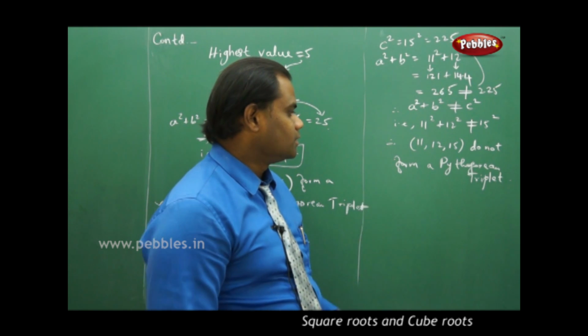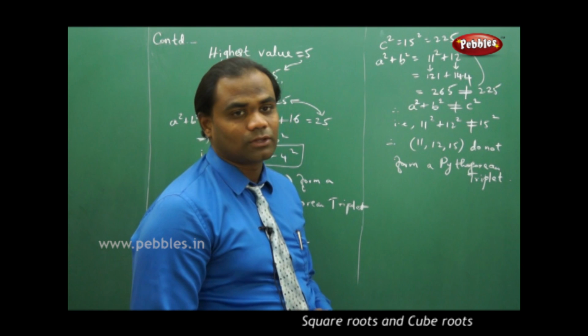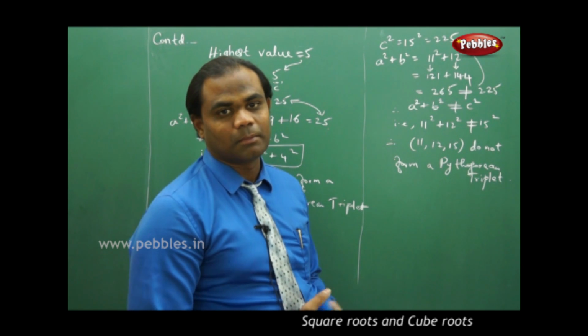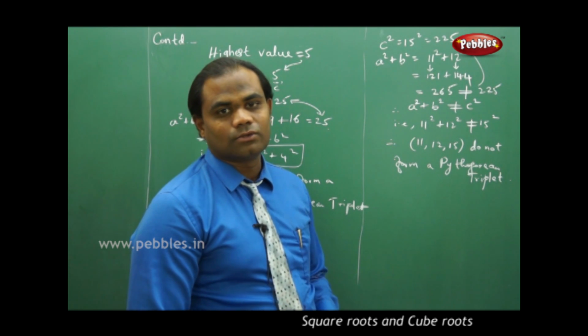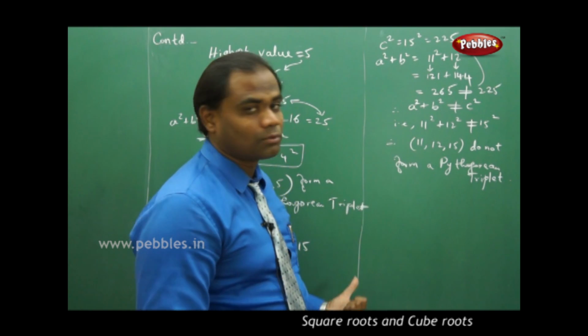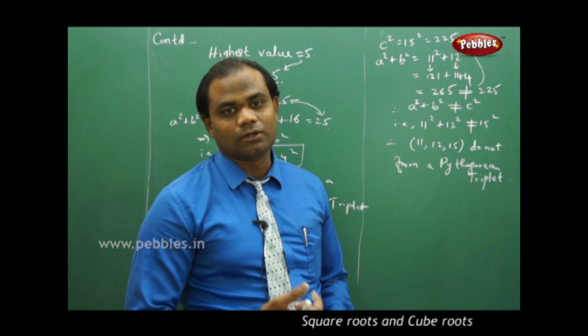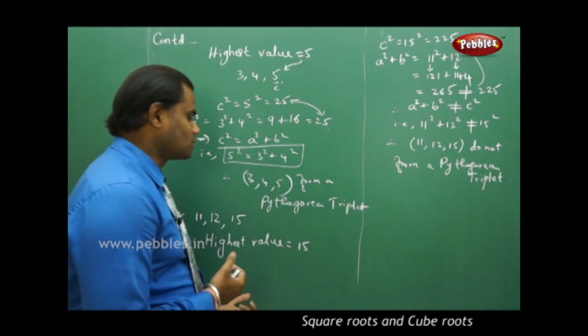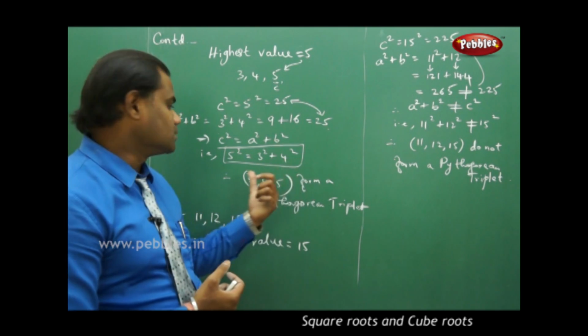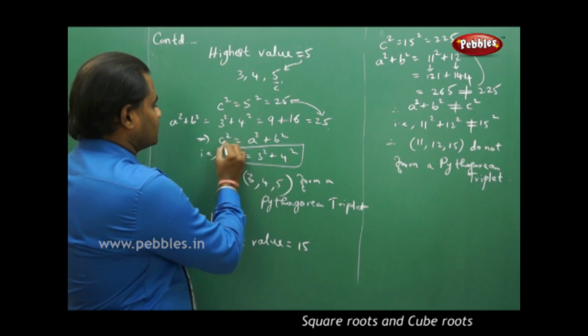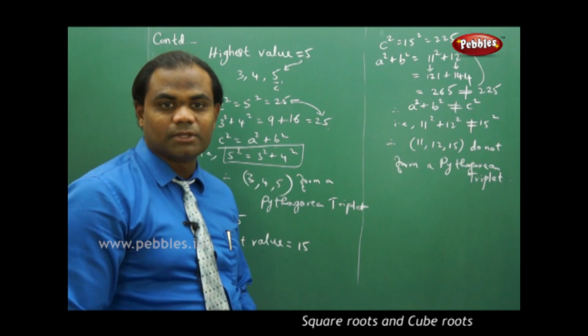So that is how we decide whether they form a Pythagorean triplet or do not form a Pythagorean triplet. So for any bigger values given in the problem, we can easily identify whether they are a Pythagorean triplet or not using the concept of squaring and just using the formula c square equals a square plus b square.